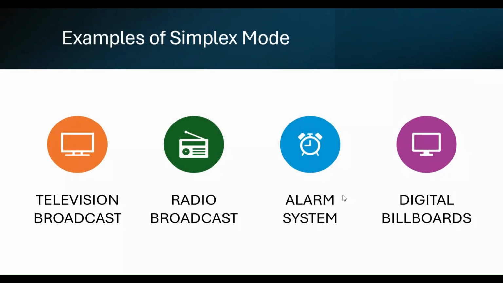All right. Examples of simplex mode include television broadcast. Yes, you can watch the television broadcast between Simone and Neville, but you cannot communicate with them. You cannot sit there and say, yes, that is very good. They will not hear you. Similarly, the radio broadcast, the alarm system, and digital billboards, those are all examples of simplex mode.